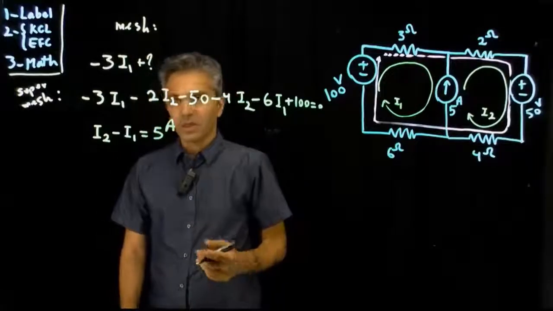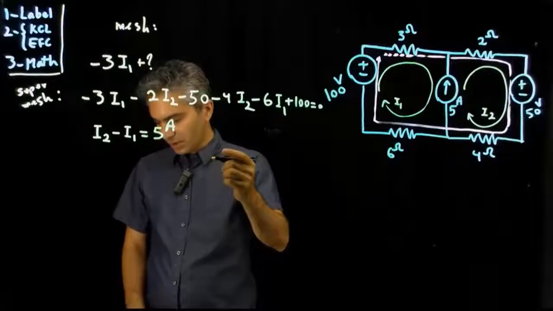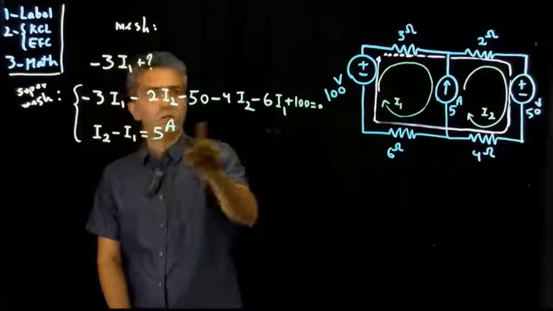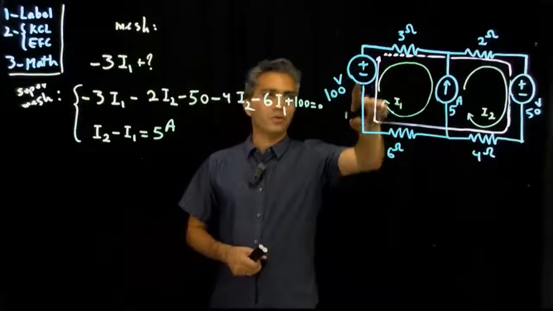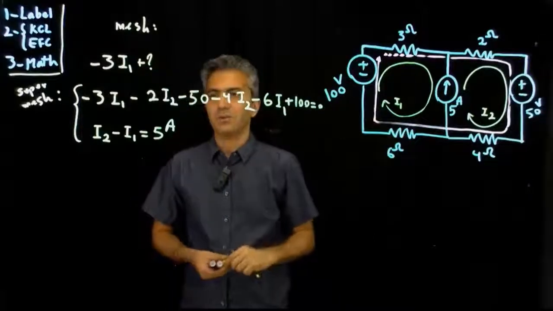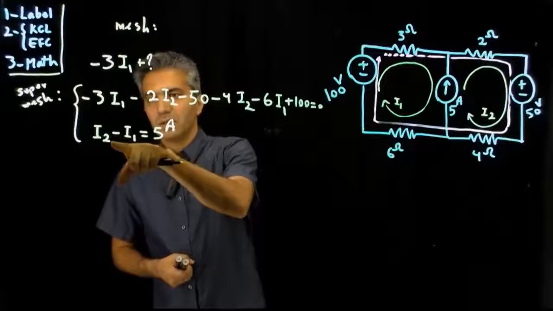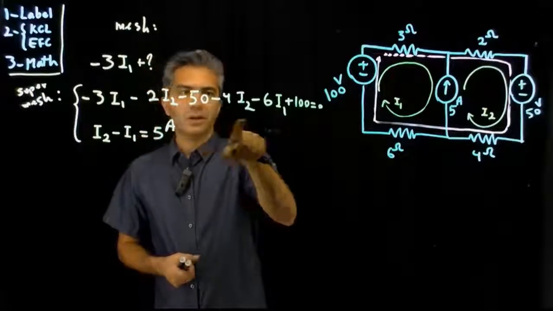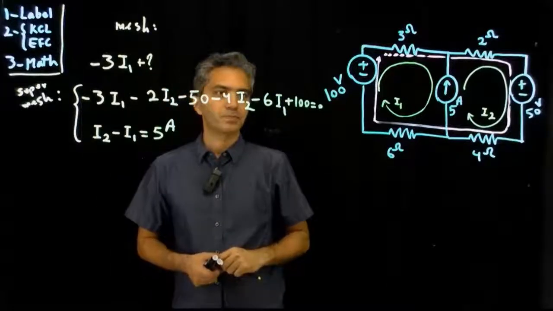Okay, so now with these two equations, I can conclude my analysis for mesh using the concept of a super mesh and calculate I1 and I2, which at this point is a simple calculation. I2 is equal to 5 plus I1. I put it in there and I can calculate both I1 and I2 at that point.